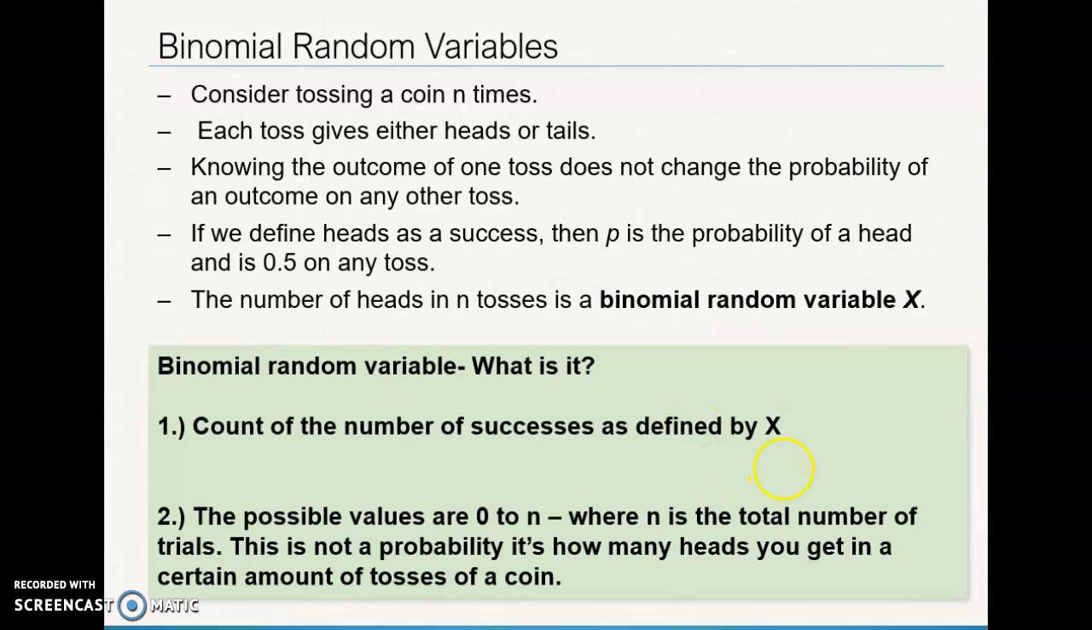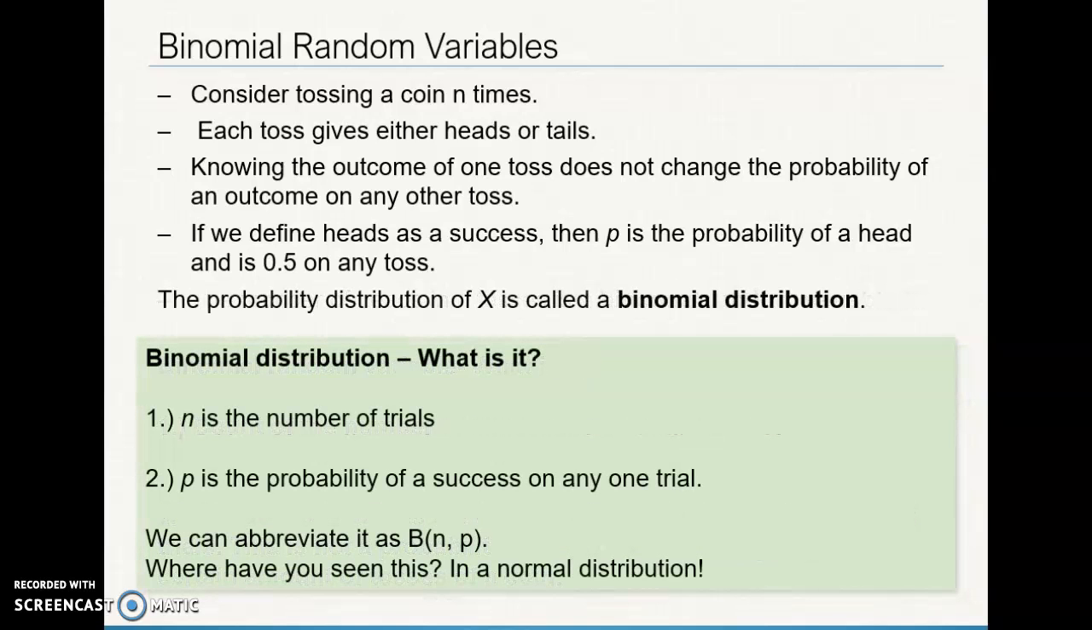So n is the total number of trials. It's not the probability of how many times you get the basketball in the hoop. It's not the probability of how many heads that you get when you toss a coin. It's just the total number of trials, and x is going to define what a trial is, or what a success is. So x is the number of times that you toss the coin and get heads or get tails, or x is shooting the basketball and how many times you actually make it in.